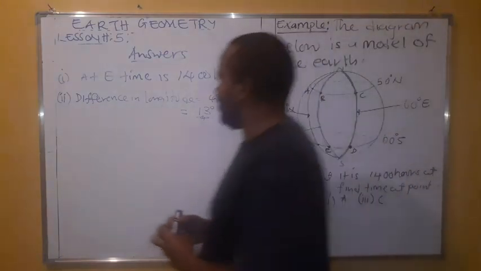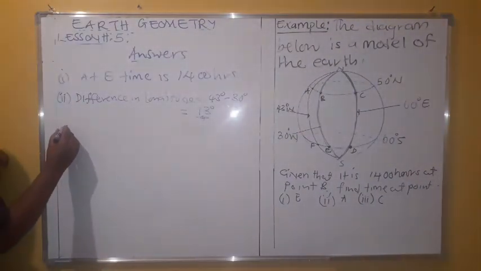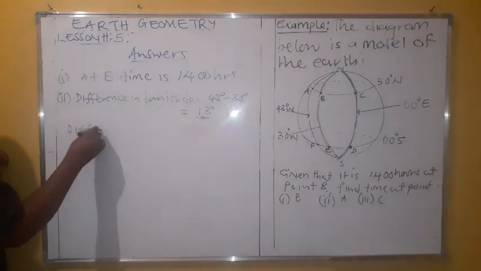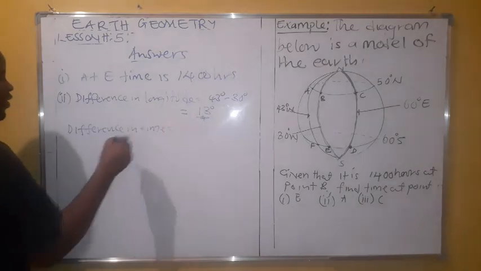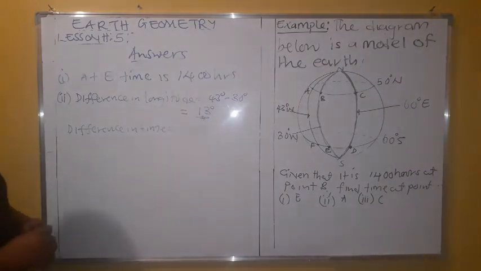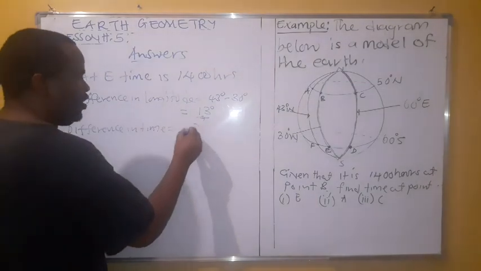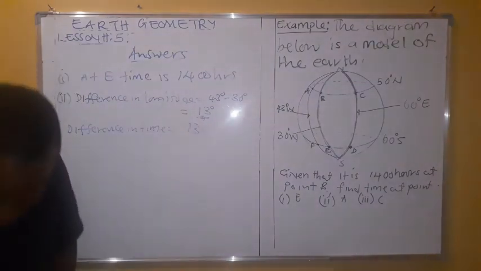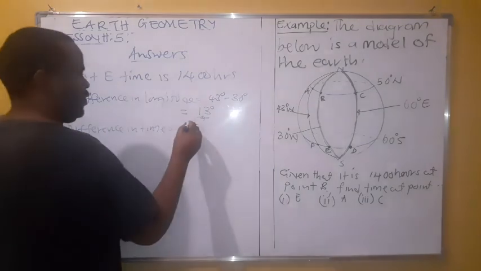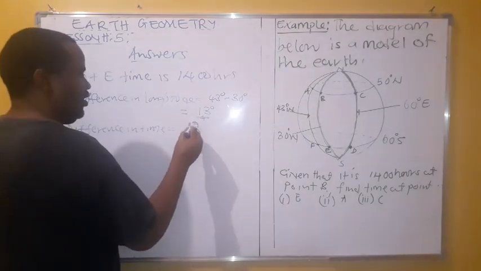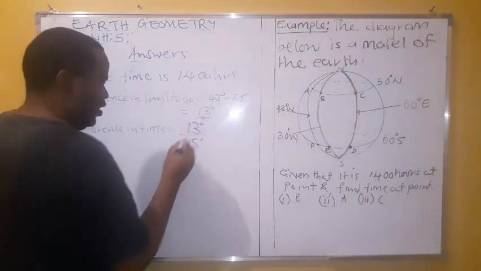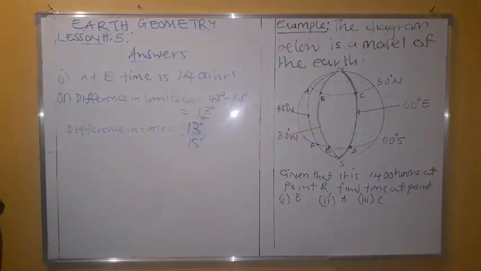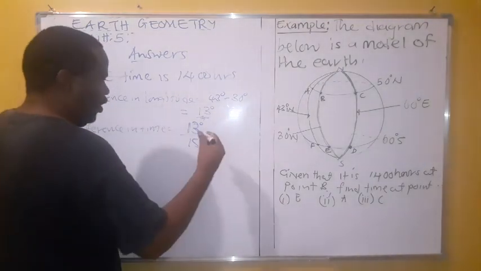Now, from there, find the difference in time. So how do you find the difference in time? We are going to say the difference in the longitude, which is 13, divided by 15 degrees. What do we get?